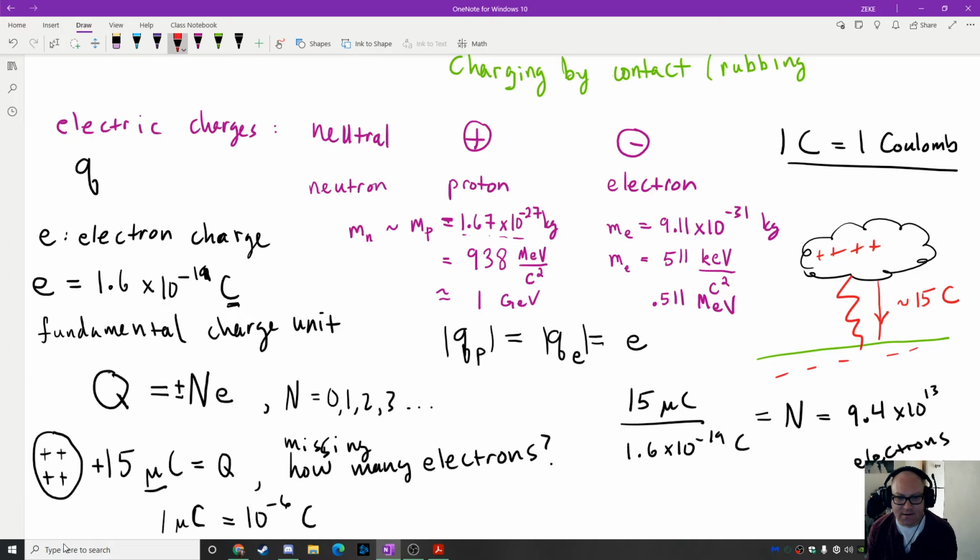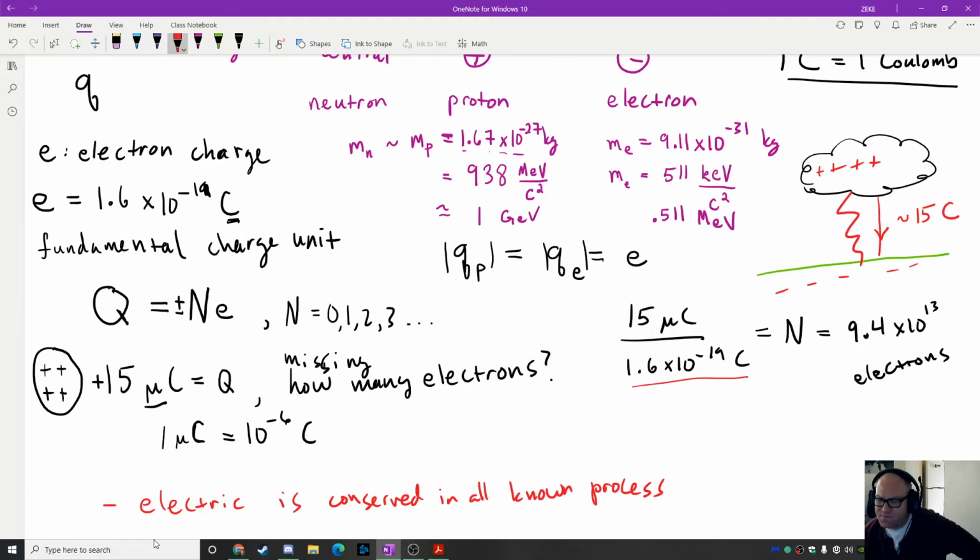One other thing to mention about this is that charge is a conserved quantity. So electric charge is conserved in all known processes. That actually means that this is your 4th or 5th conservation law you learned about, depending on what you've taken so far. In Physics 1A, you learn about conservation laws, and they're really important to physics, right? The conservation of energy, momentum, angular momentum, right?